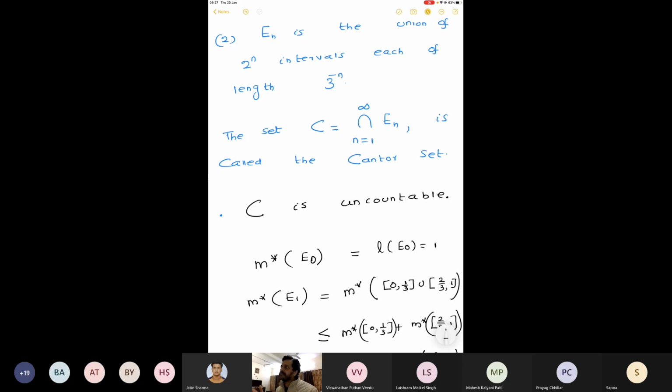If outer measure was a good enough measure that extends the length, we expect that the outer measure of a union of disjoint sets is equal to the sum of the outer measures of the individual sets. Yes or no? That's our expectation.